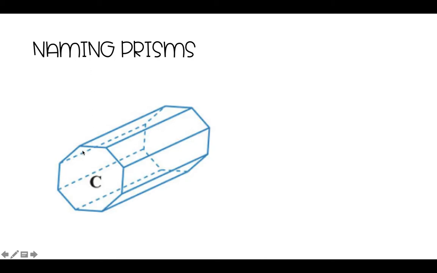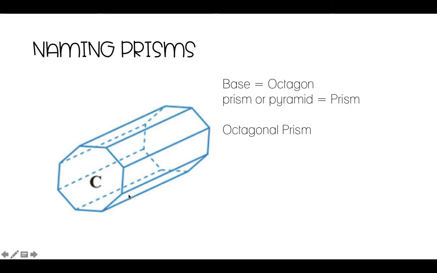Naming prisms, we look at the base. So we have 1, 2, 3, 4, 5, 6, 7, 8. So it's an 8-sided polygon, which we call an octagon. So the base is an octagon. It's a prism because it's not going to a point, so therefore it's called an octagonal prism.